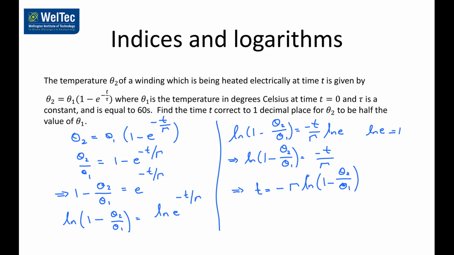Now we've done all of that without actual reference to the question, but it does say that theta 2 is half theta 1. So in actual fact, theta 2 over theta 1 is a half.